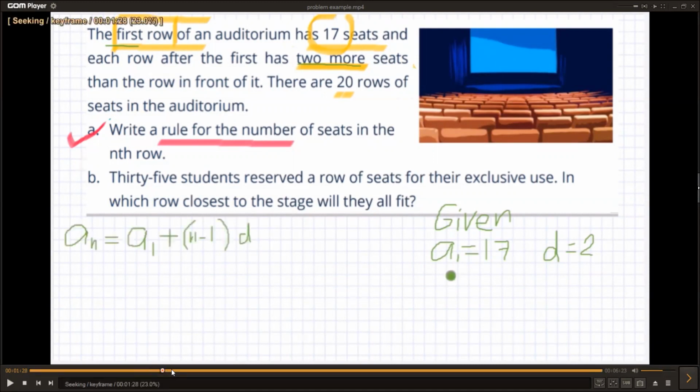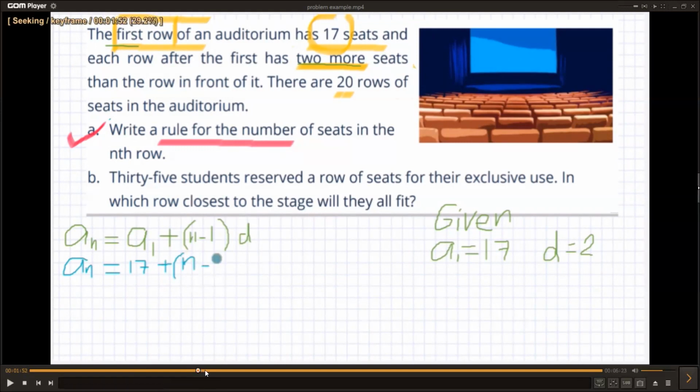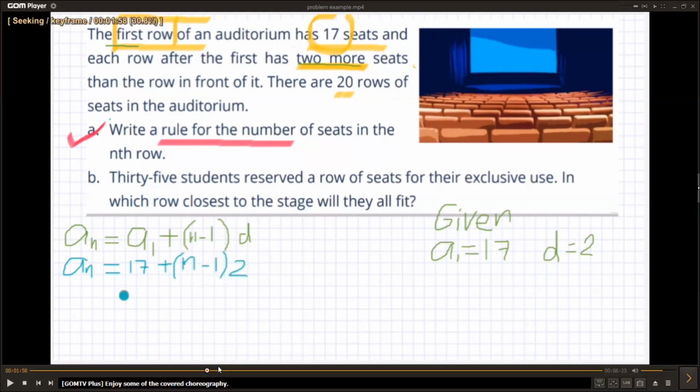So using the general formula of the general term for the arithmetic sequence, we may substitute the first term and the common difference to get the general rule. How do we do that? a_n is equal to 17 plus the quantity n minus 1 times the d, which is 2. We just make the substitution.